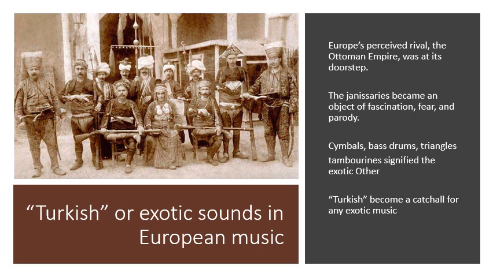So Europe's perceived rival, which was the Ottoman Empire, was at its doorstep, even though it wasn't really its rival in the 17th, 18th century so much. But the Janissaries, these Turkish military men, really became an object of fascination and fear and parody, and Janissary type music was often placed in European opera and European orchestral pieces as this exotic other sound. Some of the markers of Turkish sounds were the use of cymbals, bass drums, triangles and tambourines and other things that would symbolize the exotic other.